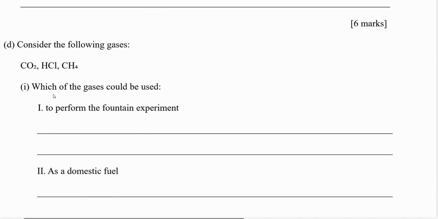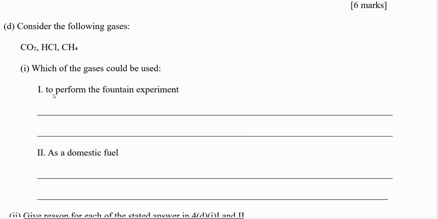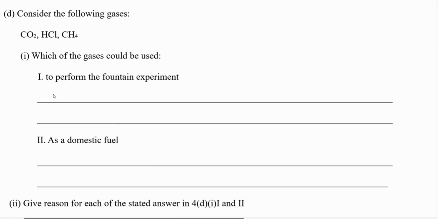Now, the next question says, consider the following gases. We have carbon dioxide, HCl, and methane. Okay, so the question is, which of the gases could be used to perform the fountain experiment? The fountain experiment will be HCl. And which of them can be used as a domestic fuel? That will be the hydrocarbon, which is methane.